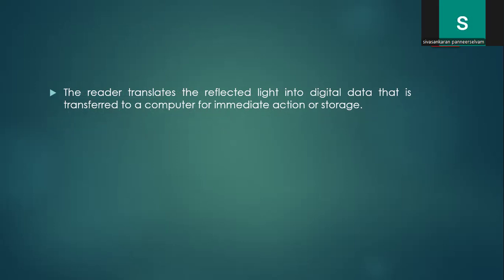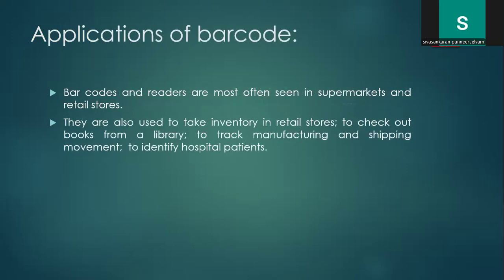So the reader translates the reflected light into digital data, and that will be transferred directly to the computer for immediate storage. Application of barcodes: it is seen normally in supermarkets and retail stores, and also in inventory to take stock account of items, even in libraries for book returning, as well as delivering the book on time depending on the due date. It is also used for tracking the manufacturing of finished end items from the warehouse, etc.